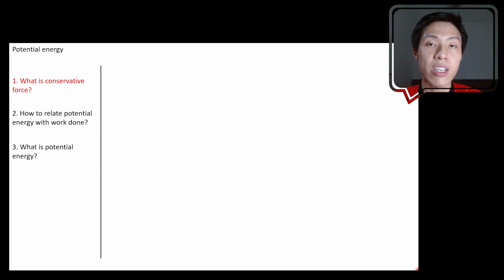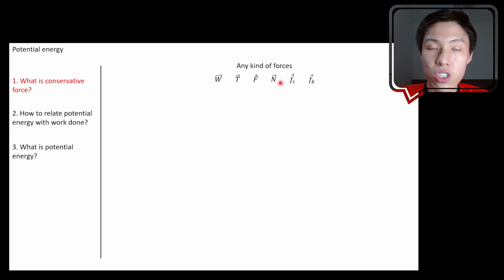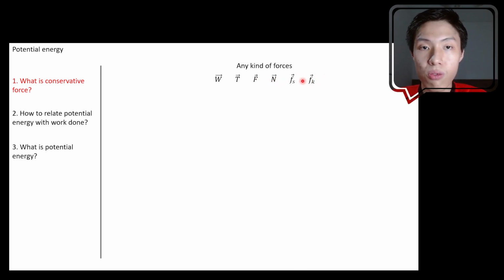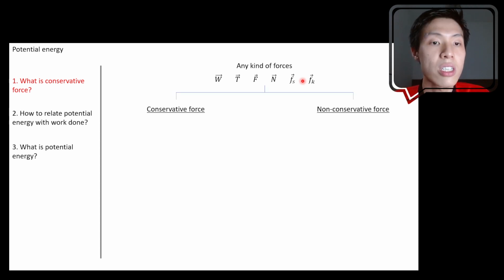Now, we are going to classify these forces that are acting on an object into two different kinds of forces, depending on the characteristics of the work done by those forces. We can have different types of forces acting on an object: weight, tension, external force, normal force, static friction, kinetic friction. For these forces, we'll study the characteristics of their work done in order to classify them into two different types: conservative forces and non-conservative forces.